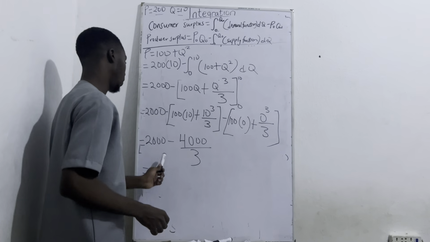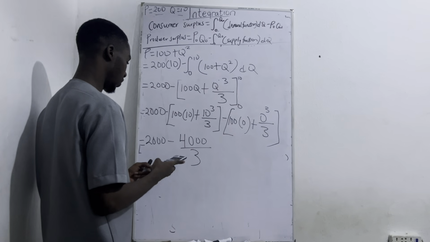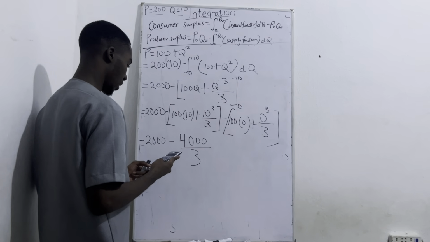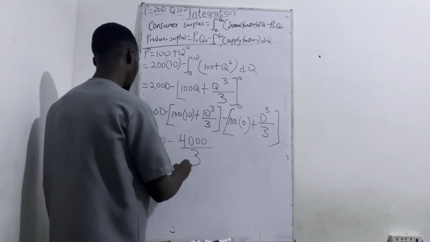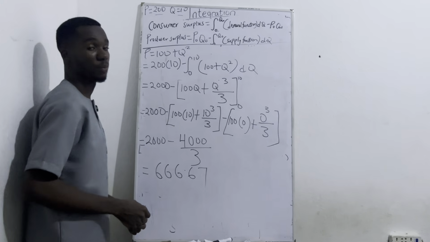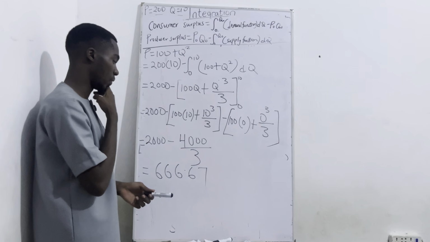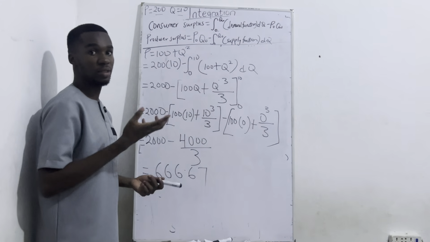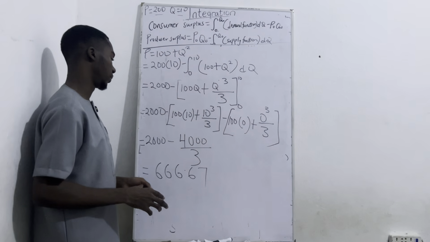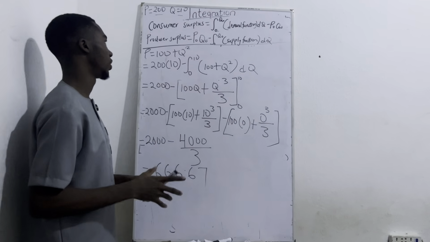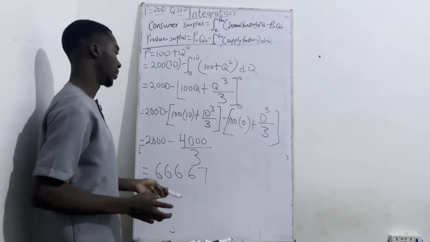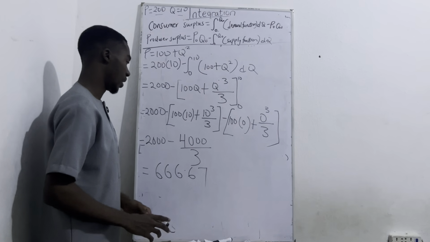So your final answer is 2000 minus 4000 over 3. And that should give us what we got for the first one, 666.67. So this becomes our producer surplus as well. You get it? So usually at equilibrium, the producer surplus and the consumer surplus give the same value. So yes, we are done with the producer surplus. Anytime they give the producer surplus, just use the formula, substitute the values into it, then you just get the answer. You get it?